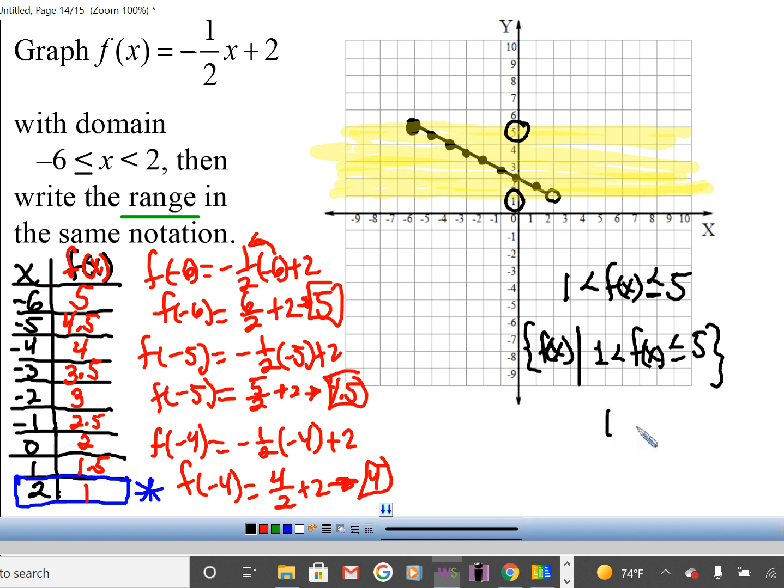Okay, so we got 1, comma, 5. Tell your neighbor what symbols to use for the 1 and for the 5. All right, Andrew, for the 1 is what? Parentheses because it's not included, and the 5 is? Bracket. We good? You all right?